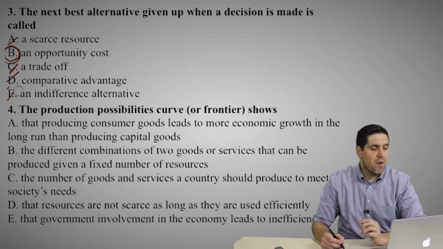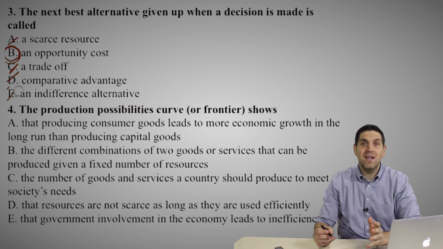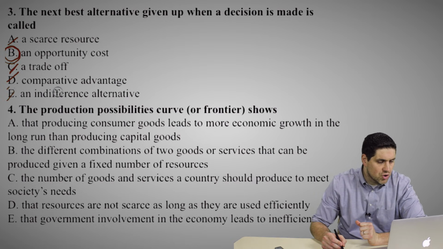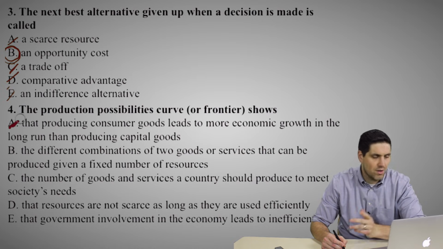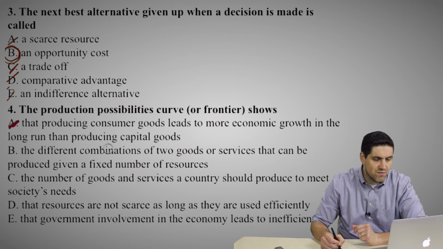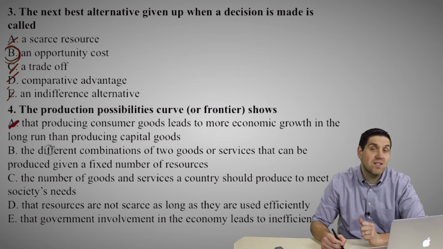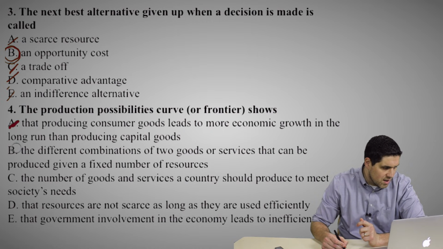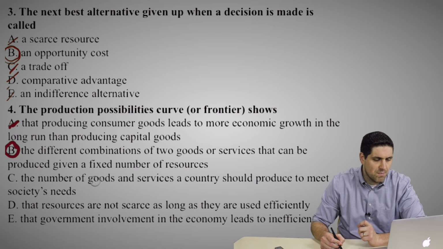All right, number 4. The production possibilities curve or frontier shows the production of consumer goods leads to more economic growth in the long run. That's wrong and incorrect. That's not what the graph shows. The different combinations of two goods or services that could be produced given a fixed number of resources. That's the right answer. So B is correct. The number of goods or services a country could produce to meet society's needs.